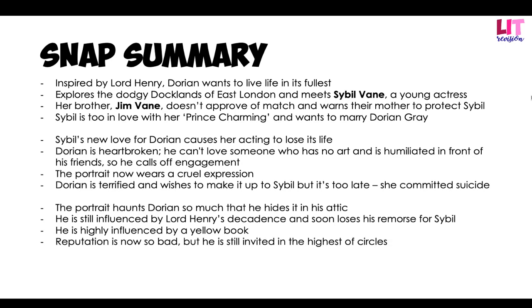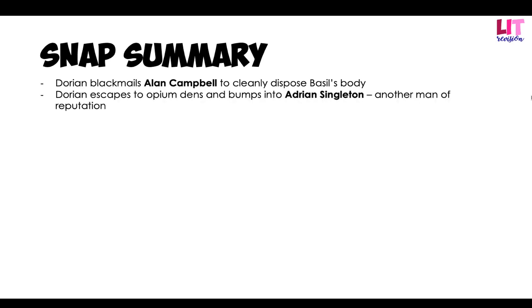However, when confronted by Basil about the rumours surrounding him, Dorian reveals the portrait to Basil, and he is so filled with rage by Basil's horrified reaction that he stabs and kills him. Dorian then blackmails a doctor called Alan Campbell to cleanly dispose of Basil's body. Dorian then escapes to opium dens, seeking to forget what he has done and the portrait.